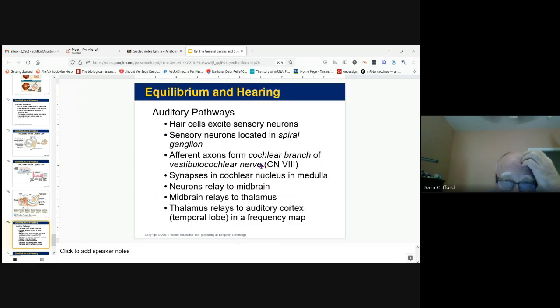So the auditory pathways start with hair cells, sensory neurons to the spiral ganglion, and afferent axons through the cochlear branch, synapses in the medulla, and relay through the midbrain and thalamus into the auditory cortex in the temporal lobe.